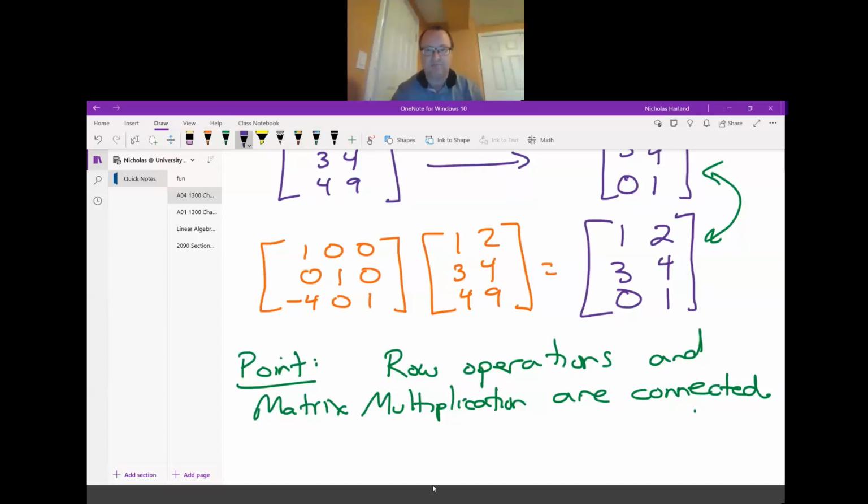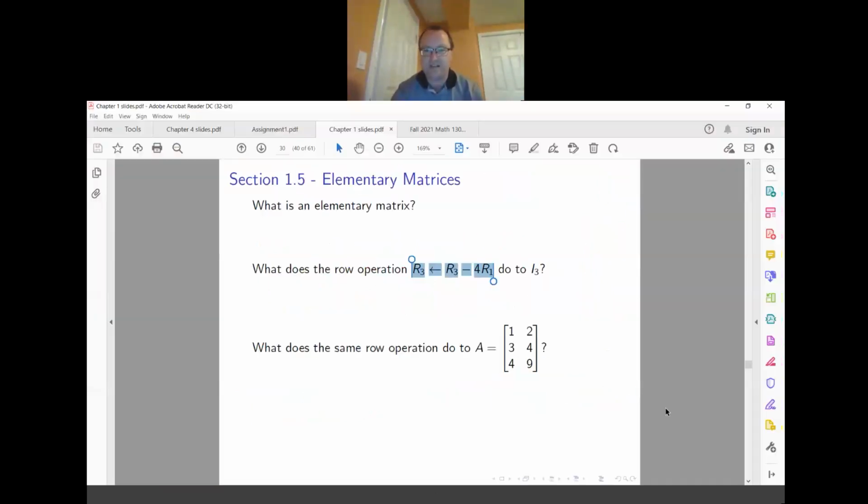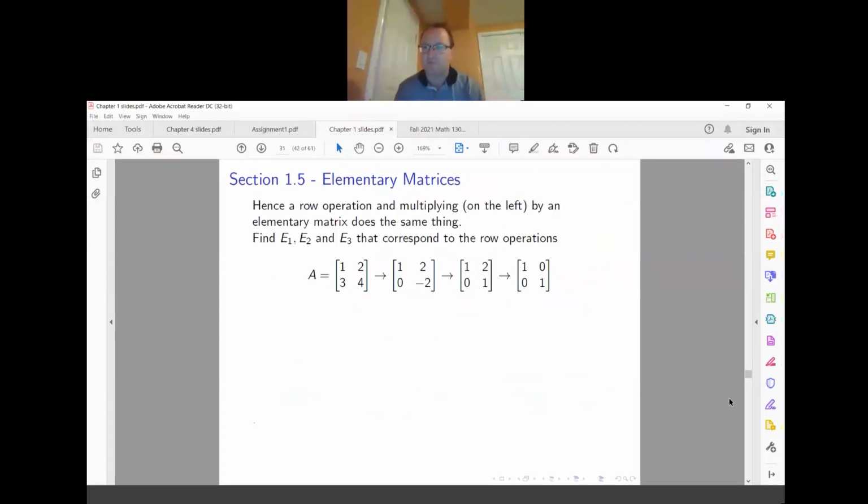All right, anyway. Meta theory aside, let's go back to practice with some of these elementary matrices. So here are 3 row operations. What I want you to do is, first of all, figure out what the row operations are, and then come up with the 3 elementary matrices that correspond to those row operations.